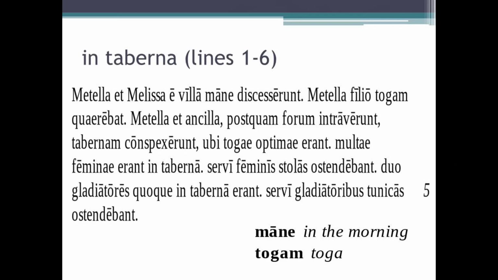Multae feminae erant in taberna. Many women were in the shop. Servi feminis stolas ostendebant. The slaves were showing the women long dresses. Duo gladiatores quoque in taberna erant. Two gladiators were also in the shop. Servi gladiatoribus tunicas ostendebant. The slaves were showing the gladiators tunics.